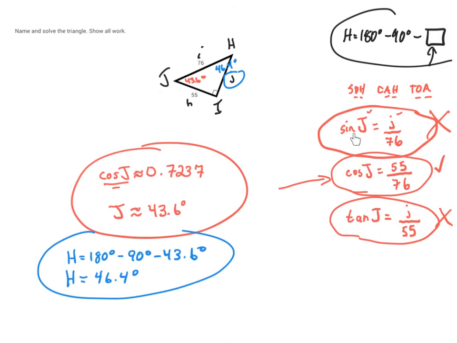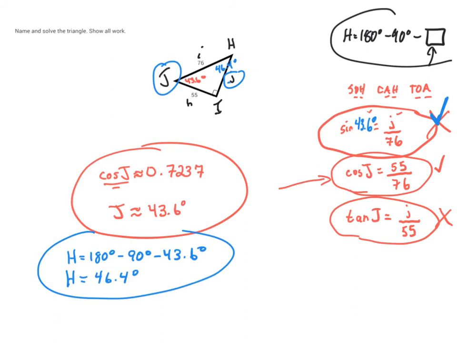So sine of big J, oh, I can actually fill that in now. I'm going to take this big J, and I'm going to replace it with 43.6 degrees, because that's what big J is. Is equal to little j, right? Opposite over hypotenuse. Ooh, now instead of an x, this one I could actually use to find little j.